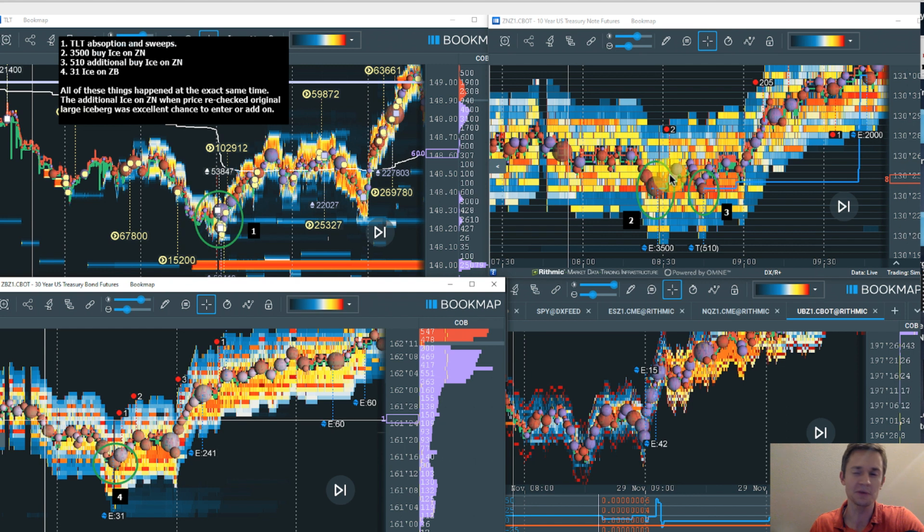All right, treasuries move slow, so take quick with a grain of salt. It's probably a 30-minute time frame here. No, it's not 30 minutes. It's more like 15. So it shoots up here, then comes back, retests that exact level where 3,500 hidden buy orders were, and they back it up with 510 additional buy orders.